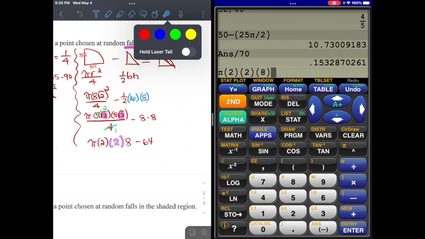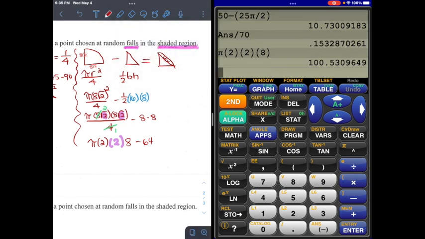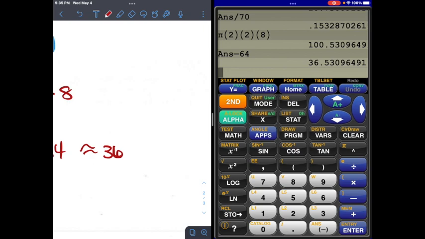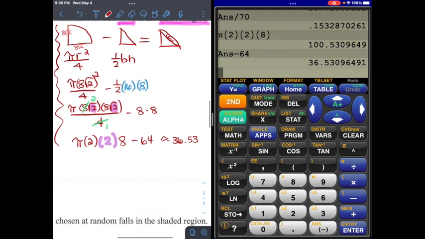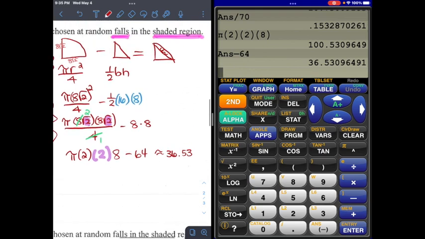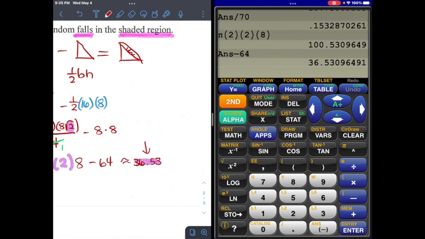Then I'm going to press enter, and that's going to be 100.53. I'm going to minus 64. That's enter. It's going to give you about 36.53. Okay, and then I'm going to leave that number alone on the calculator because eventually we're going to use that to divide. So now what we're going to have is the shaded area.